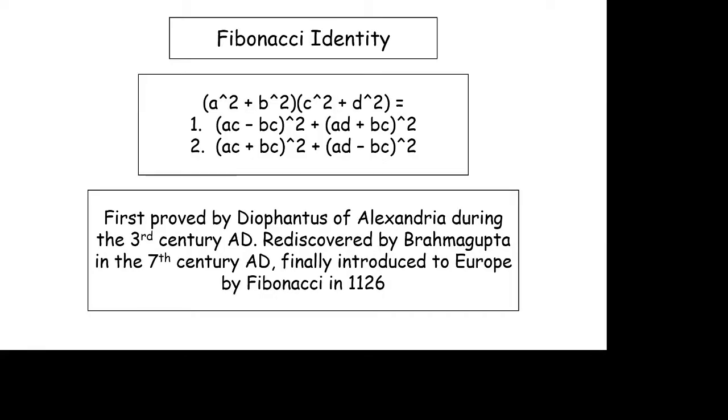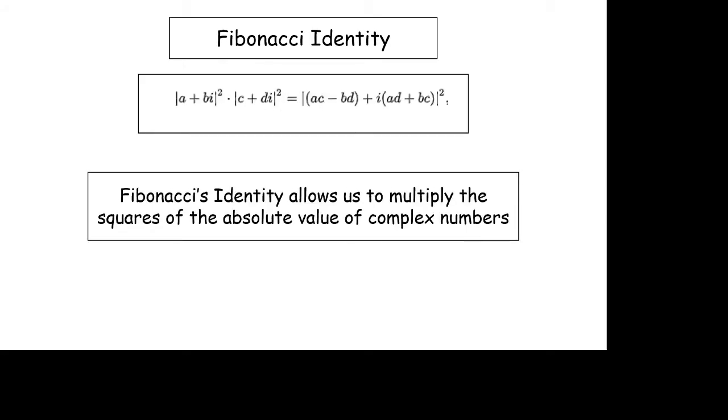Fibonacci's identity, today called the Fibonacci-Brahmagupta identity, expresses the product of two sums of two squares as the sum of two squares in two unique ways. Fibonacci's identity allows us to multiply the squares of the absolute values of two complex numbers.